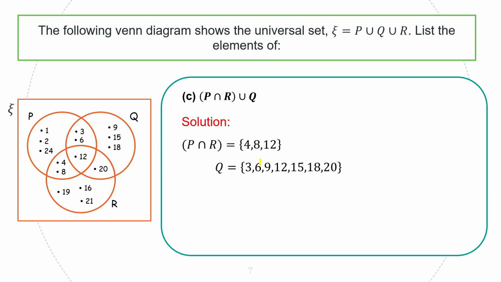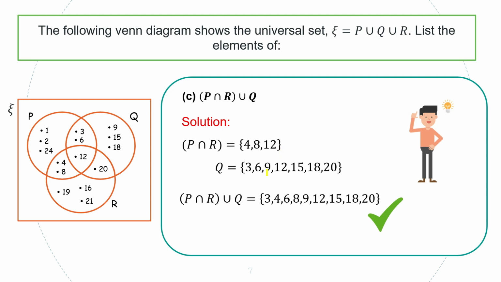Okay, what I mean by repeated element is, if in this set there is 12 and in this set there is 12, you only write it once, do not write it twice. Okay, so the final answer for the elements of the bracket P intersect R union with set Q is 3, 4, 6, 8, 9, 12, 15, 18 and 20. Write the 12 only once if it appears in both sets.